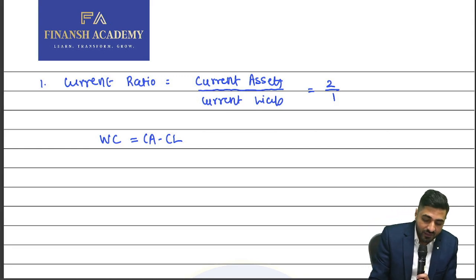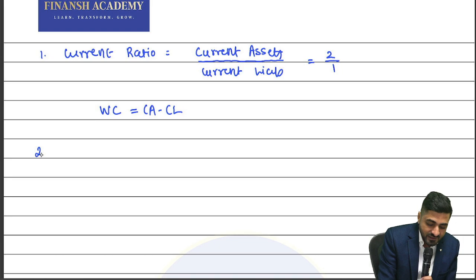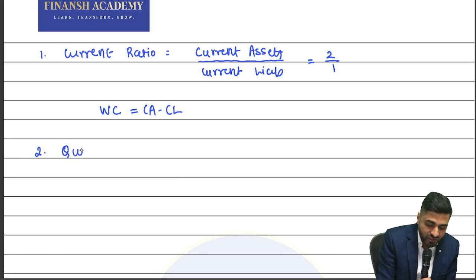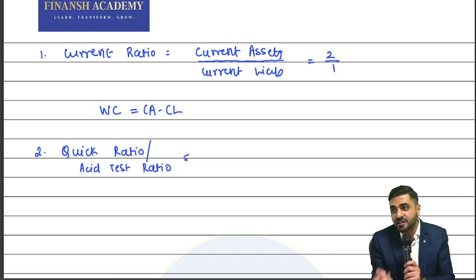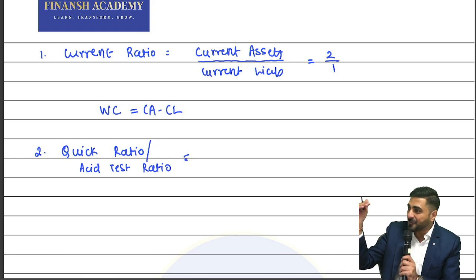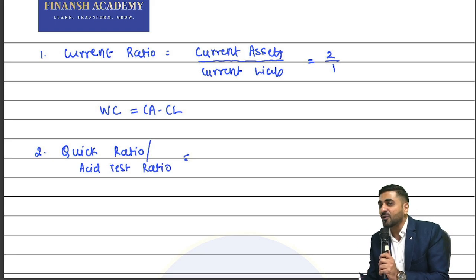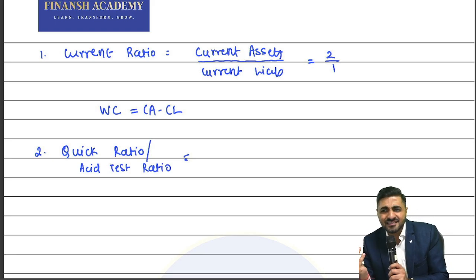Then the current ratio's smaller brother is called your quick ratio. And quick ratio's another name is asset test ratio. Of course, what will be the formula for this quick ratio? Quick assets upon your quick liability. But guys, when I talk about quick assets, what are quick assets? Current assets excluding your stock and prepaid expense.